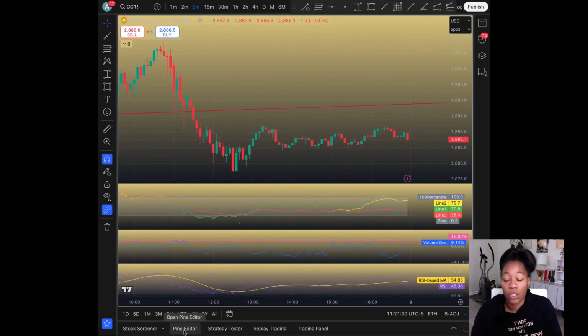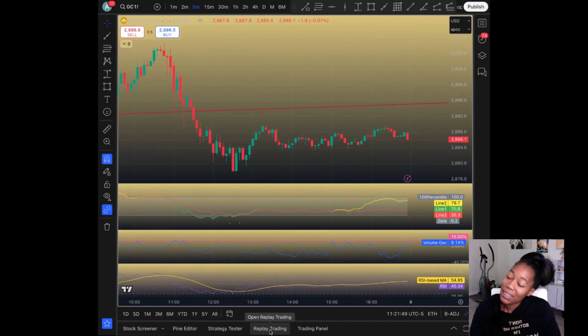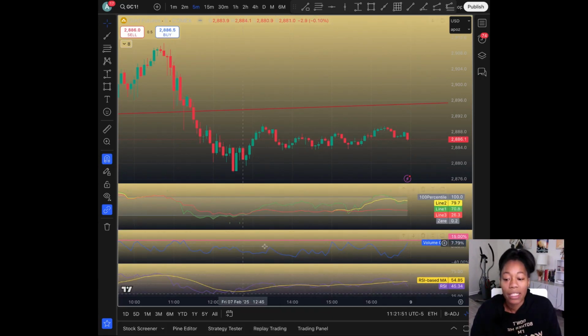Pine editor, that is where you're inserting any code to create an indicator. Like I said, you don't always get these right away unless you study them before you actually take your first trade. I don't use any of these right now except for the replay. So I can't tell you much, but like I said, you really mainly just need to know the indicators and the price action.